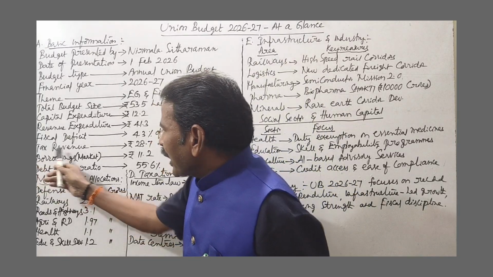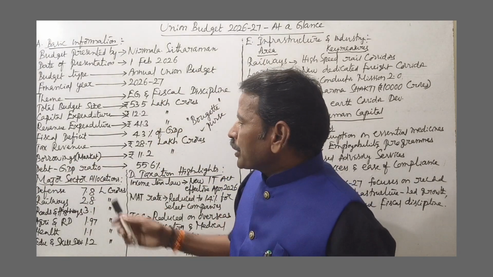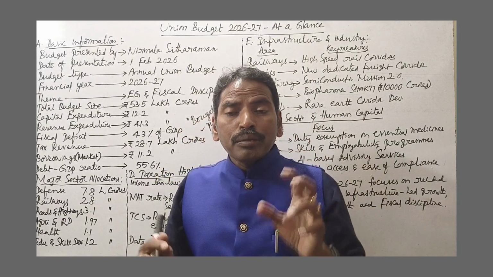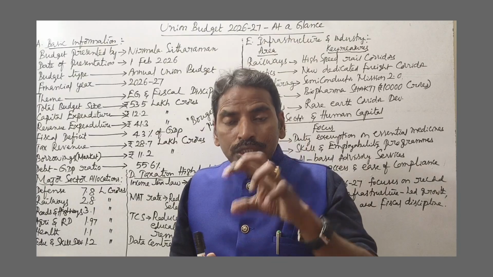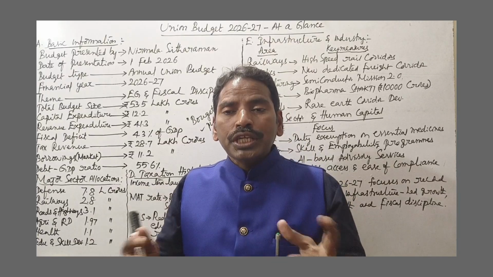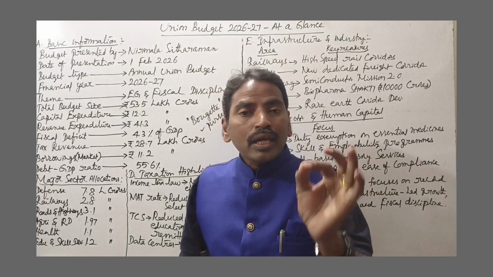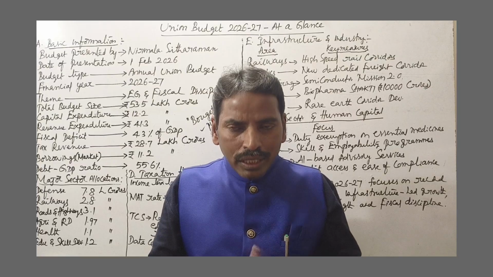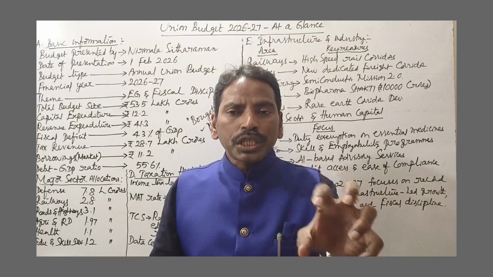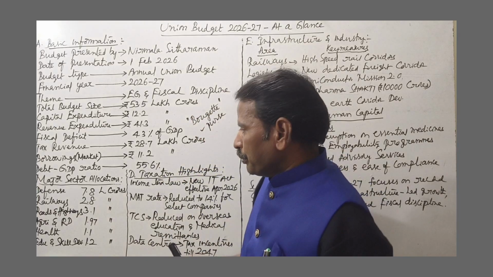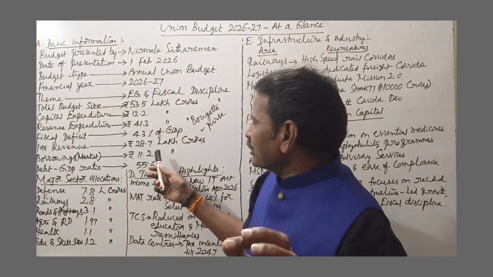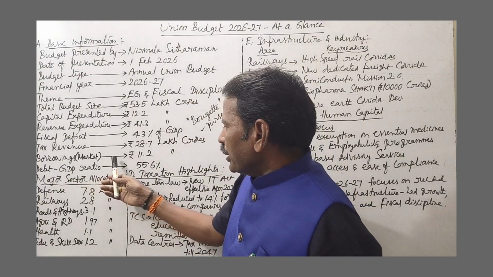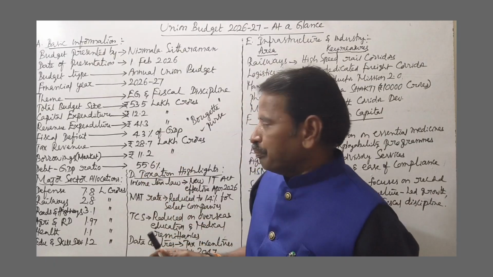Next, net tax revenue. Net tax revenue means the actual tax income retained by the central government after sharing the tax share with the states. That means income tax, GST, excise collections minus states' share. That is called net tax revenue. That is 28.7 lakh crores. Next, market borrowings are 11.2 lakh crores.